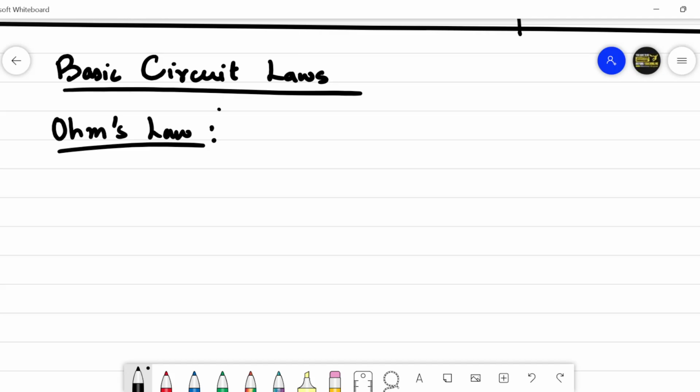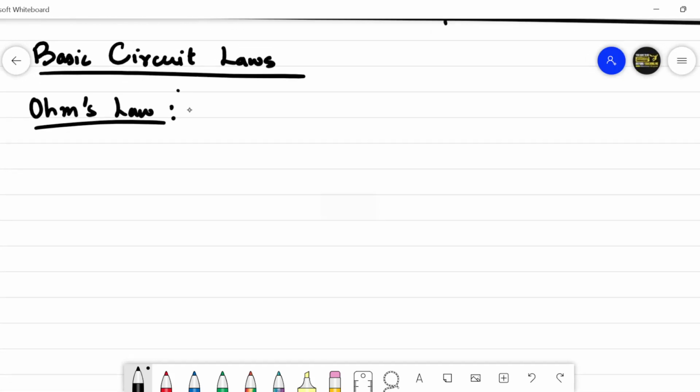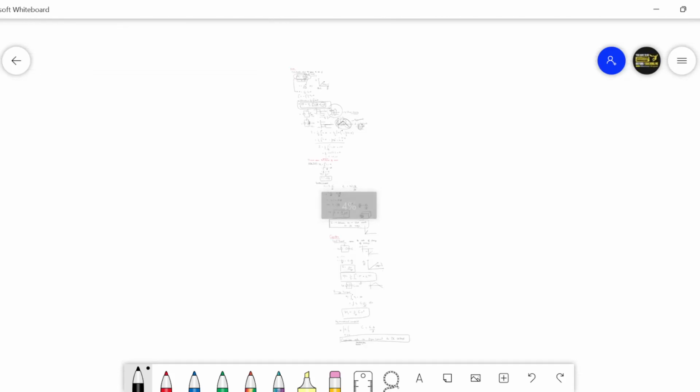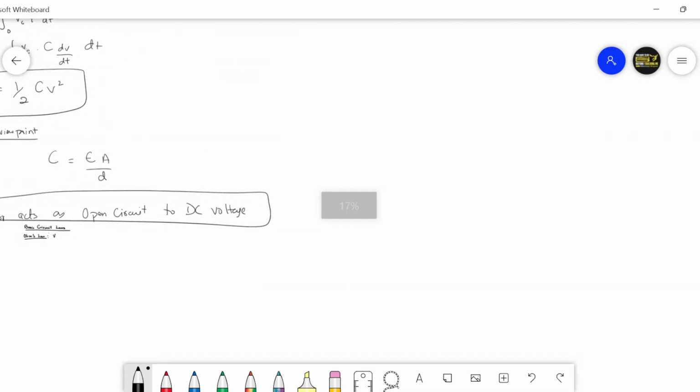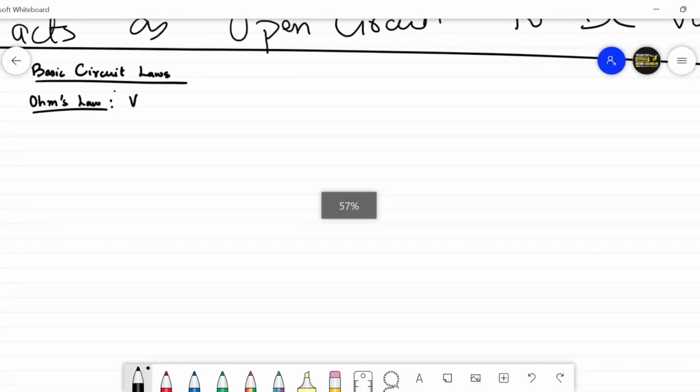We have already discussed this somewhat. Ohm's law basically relates the voltage and current. It relates voltage and current through a term that is resistance. We know that from Ohm's law, V is equal to IR, where R is the resistance of any element that actually offers opposition to the flow of current.